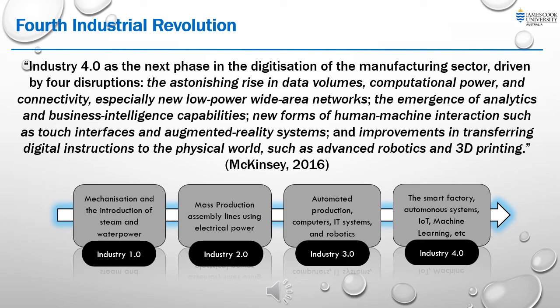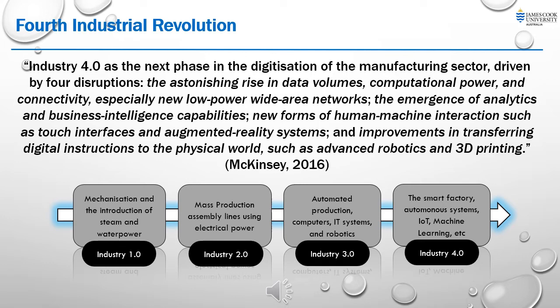What is Industry 4.0 or the Fourth Industrial Revolution? So Industry 4.0 is the next phase in the digitalization of the manufacturing sector, driven by four disruptions. The astonishing rise of data volume, computation power, and connectivity, especially new low power wide area networks. The emergence of analytics and business intelligence capability, new forms of human-machine interaction such as touch interface and augmented reality systems, and also improvement in transferring digital instructions to the physical world such as robotics and 3D printing.